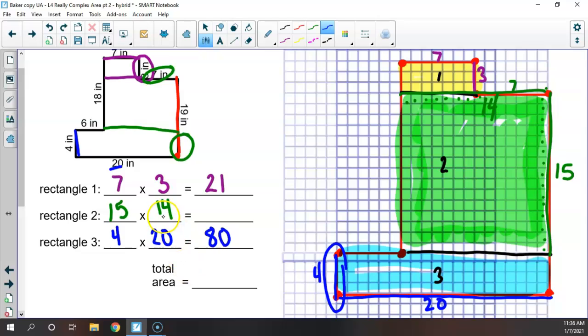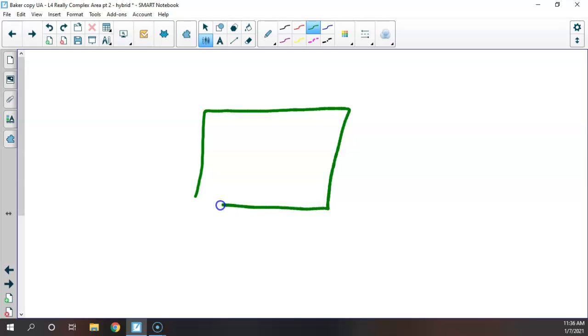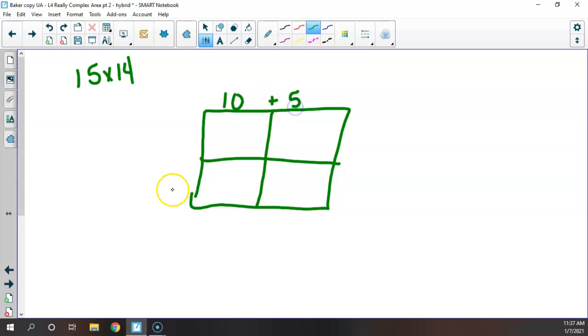So now I'm going to need to do a little extra work to find out that 15 times 14. So I'm going to do that on a blank piece of paper here. And I'm going to go ahead and use my area model. 15 times 14. I'll write that right here so I remember. So that is 10 plus 5 times 10 plus 4. All right, so now I need to do that math.